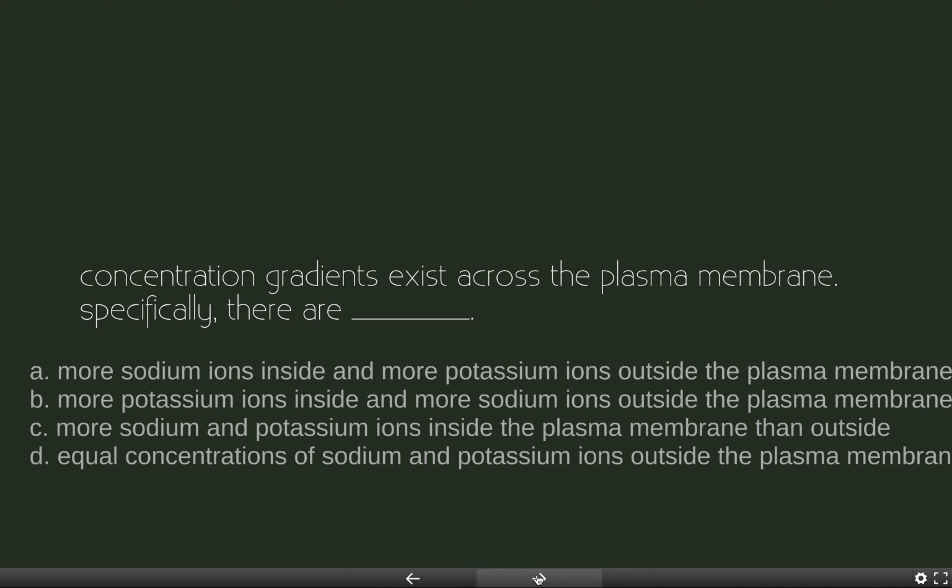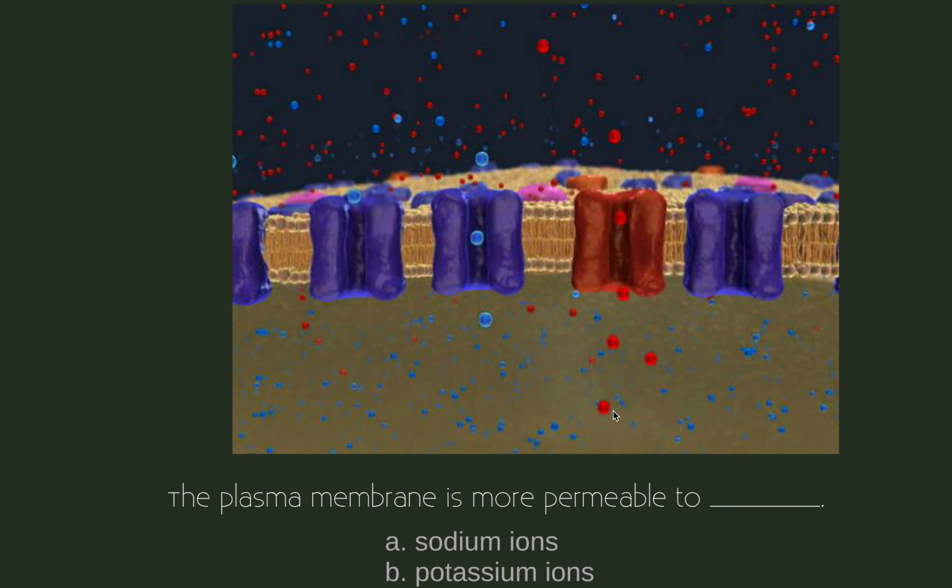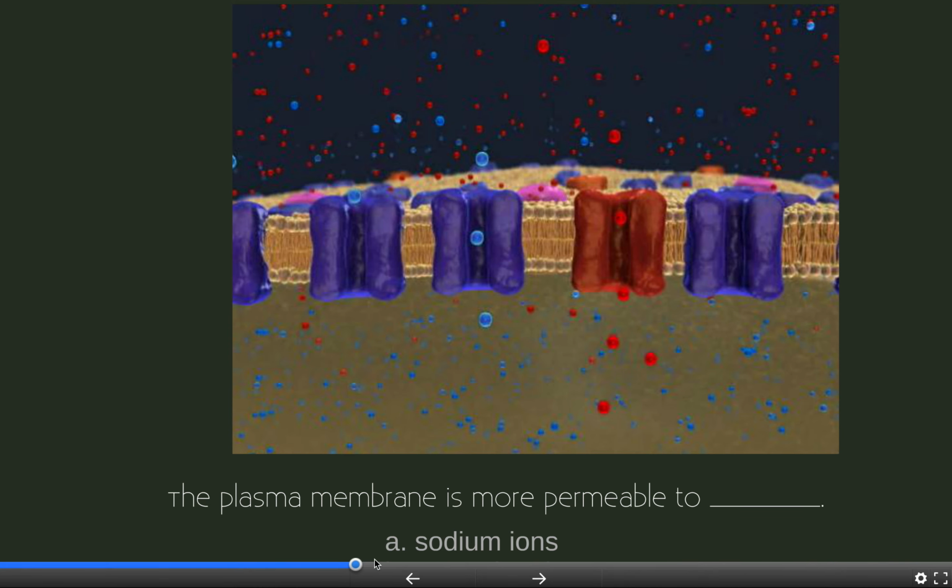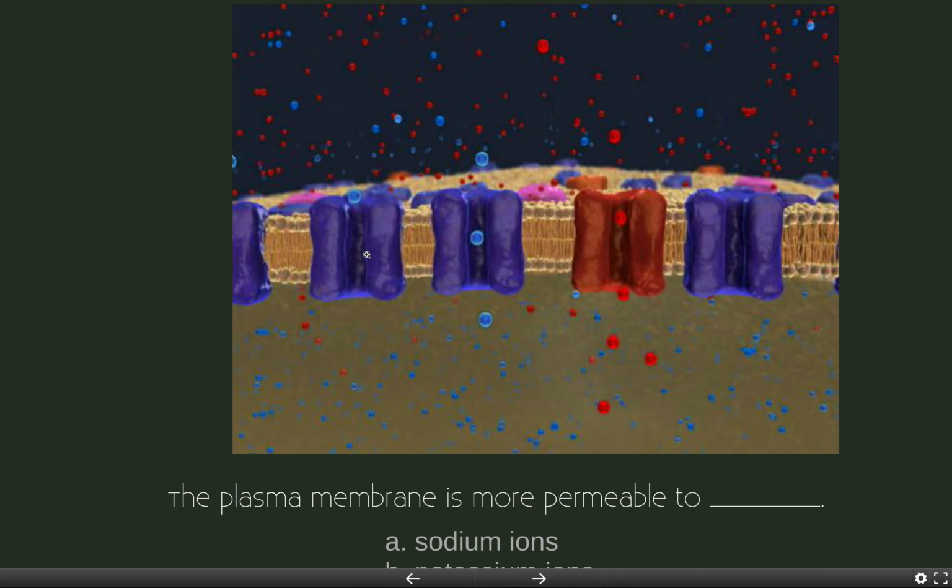Concentration gradients exist across the plasma membrane. Specifically, there are more potassium ions inside and more sodium ions outside the plasma membrane. So we read this correctly. Alright, the plasma membrane is more permeable to potassium, because there are many more potassium leak channels.